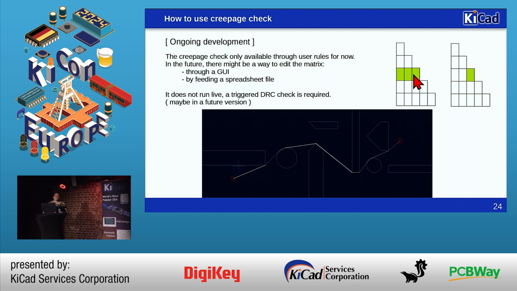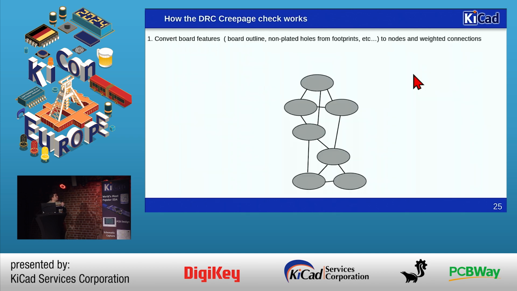It doesn't really make sense to have a creepage for the entire board. So in the future, we might want to have a graphical user interface, or maybe an import from a spreadsheet, because companies love Excel files. At the moment, it does not run live. We need to trigger the DRC check, but maybe in a future version, we can have something that is real time. So how does it work?